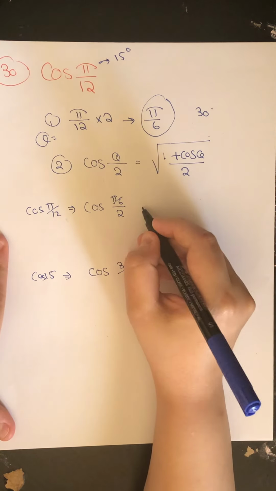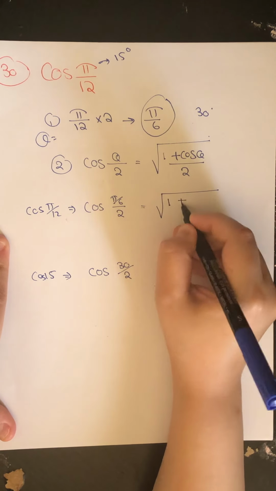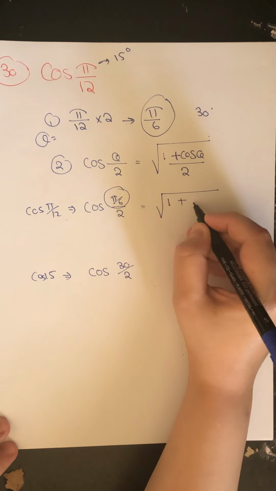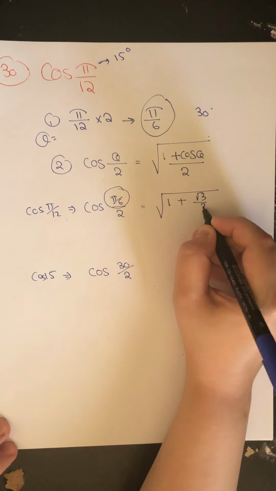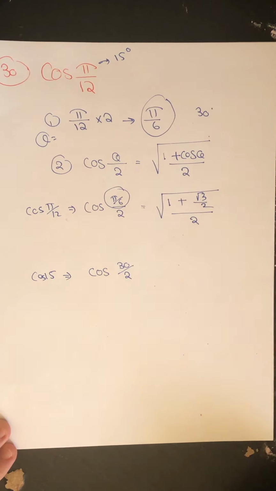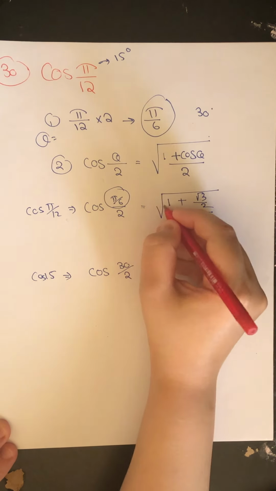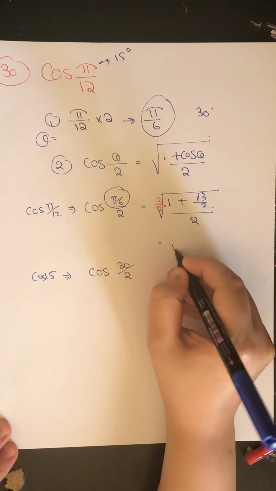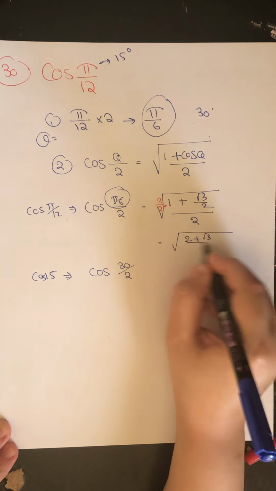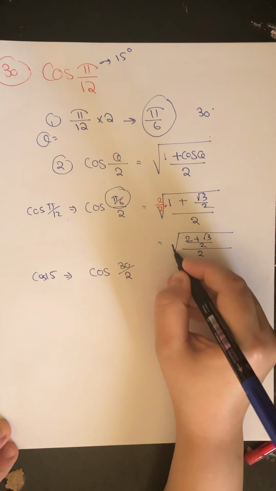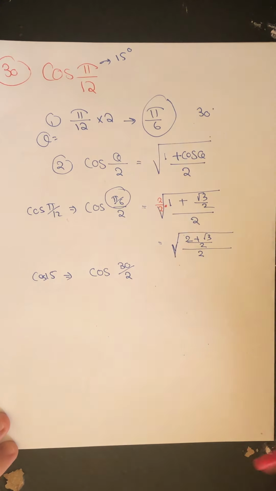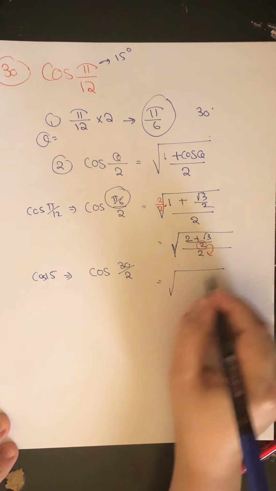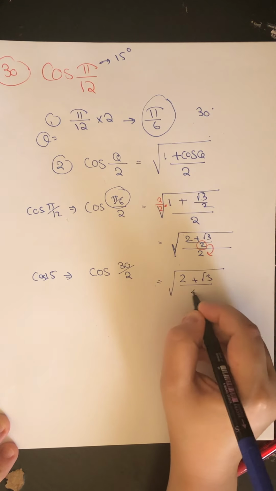Okay, I will proceed. Over here I have 1 plus, using 30 degrees, cosine 30 degrees is root of 3 over 2. So 1 plus root of 3 over 2, over 2. My next step is to multiply here by 2 over 2 to make the denominators equal. So I will reach 2 plus root of 3 over 2, all over 2. Everybody's under the root. Again, I just keep repeating the steps. I will take this 2 down, so I am left with 2 plus root of 3 over 4.